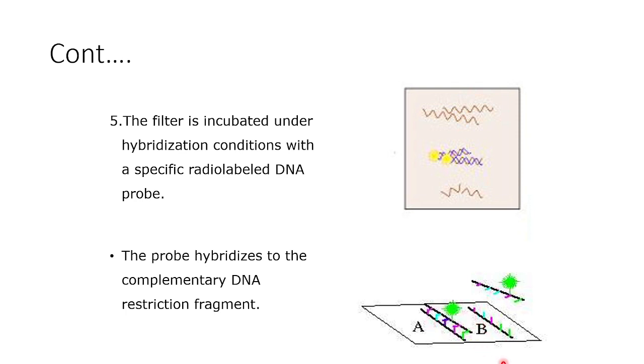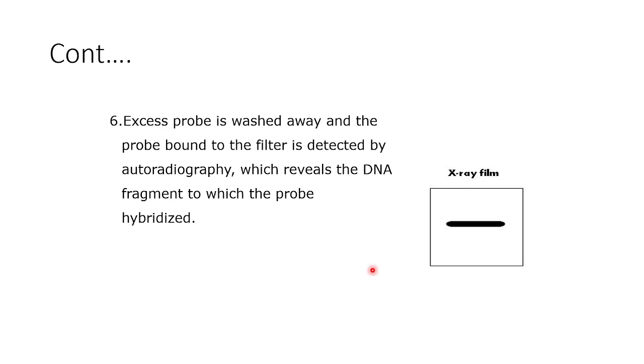It will go and bind only to A but not to B because it is not complementary in that manner. And then you wash away the excess probe, the excess material, and the probe bound to the filter is detected by autoradiography, which reveals the DNA fragment to which the probe is hybridized. So from there you can tell which portion of your DNA is actually containing your desired product.